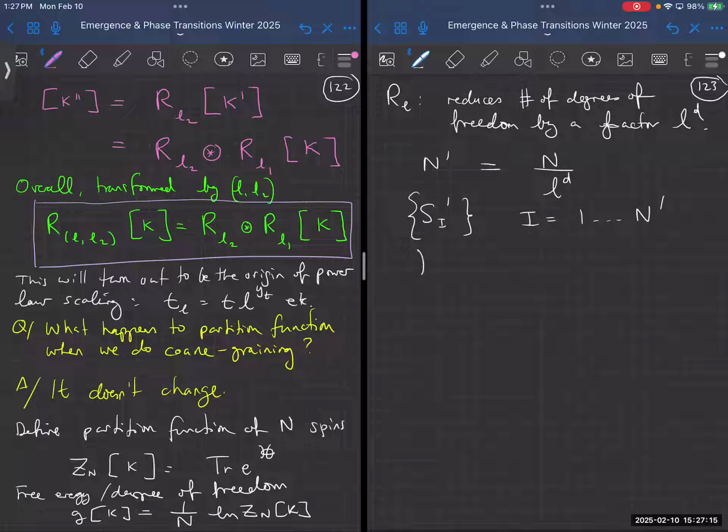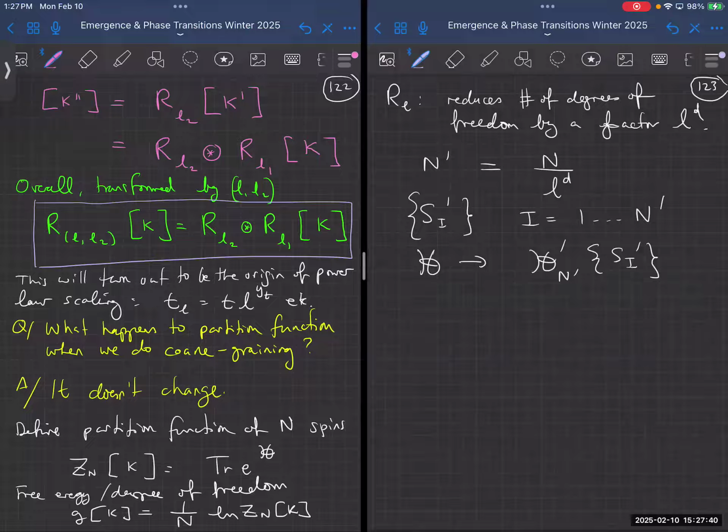And then the Hamiltonian is now the Hamiltonian which has been transformed under the RG transformation, but it's now a Hamiltonian not of n degrees of freedom, but of n prime degrees of freedom. And those n prime degrees of freedom are the S_I prime. Okay, so how did we construct this? So how do we construct this?